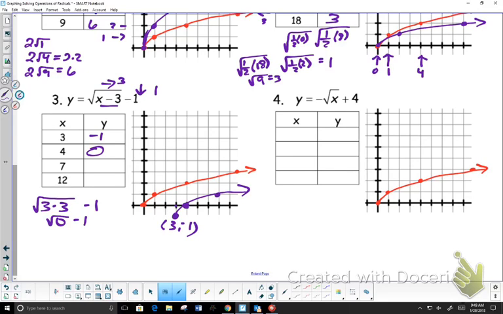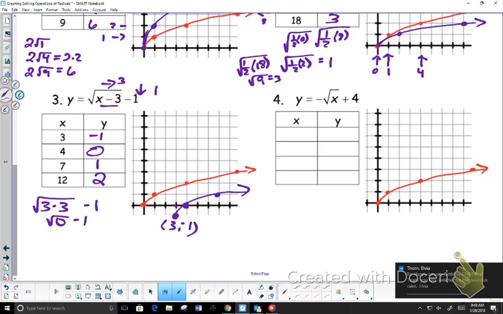7 minus 3 is 4. Square root of 4 is 2. 2 minus 1 is 1. 12 minus 3 is 9. Square root of 9 is 3. 3 minus 1 is 2. And you'll notice those are matching up.